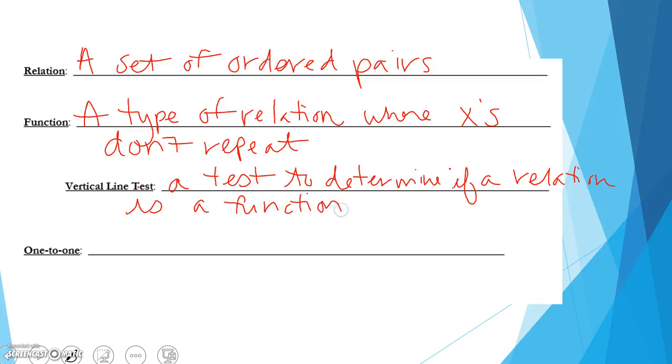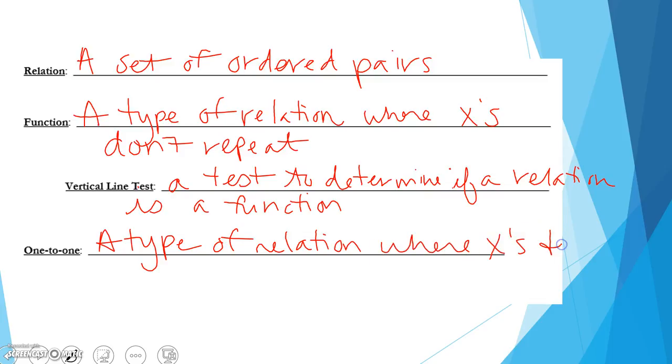And one last thing we didn't talk about is a one-to-one. A one-to-one is a type of relation again. But the reason it's different than a function is because the x's and y's don't repeat. So it would have to pass a vertical line test and a horizontal line test.